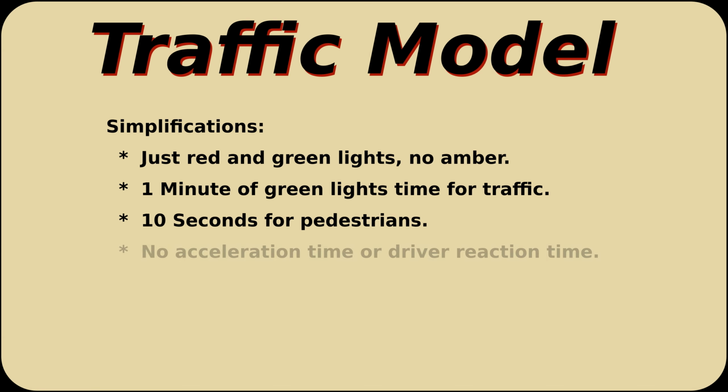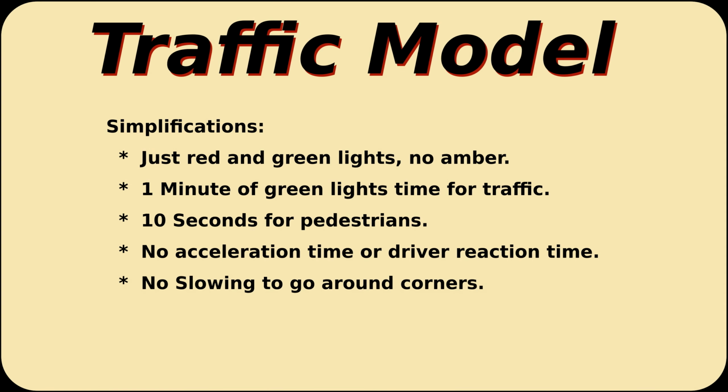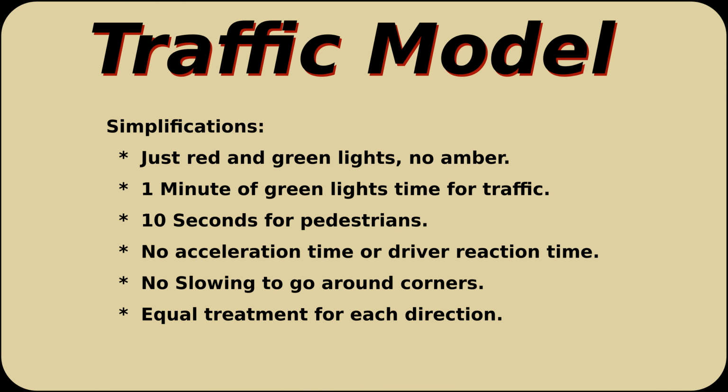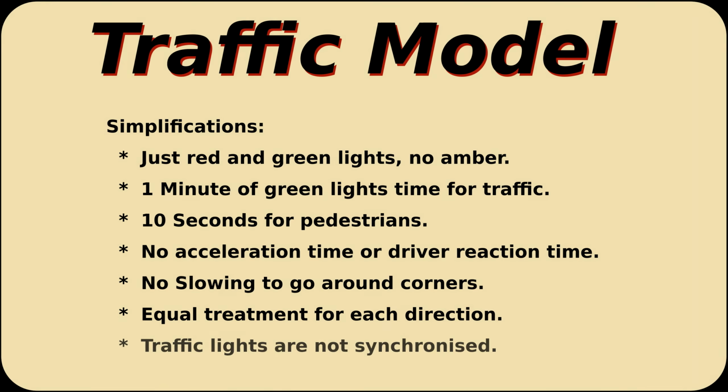Next, I'm going to assume that the cars immediately reach their driving speed, so they accelerate straight away, and that they also don't need to slow down to go around corners. Next, I'm going to assume that each direction is going to get equal treatment, so the north-south route is going to get the same amount of green light time as the east-west route, etc. Finally, I'm going to assume that the traffic lights are independent. That is, one set of traffic lights is not synchronized with the next. Now, these last two assumptions are pretty big ones, especially in the context of how cities use synchronized traffic light systems these days. So we'll revisit these assumptions later on in this video.